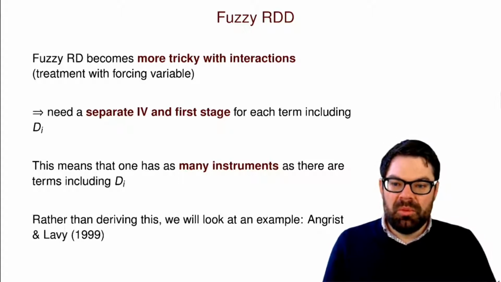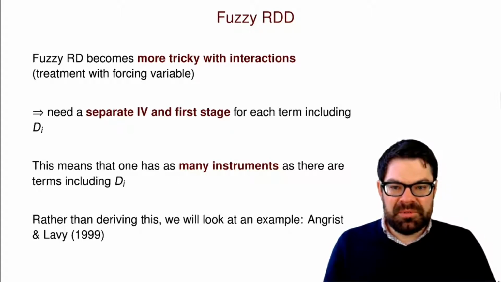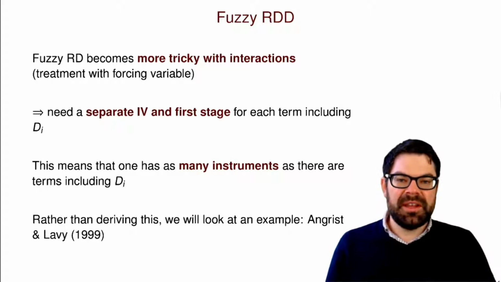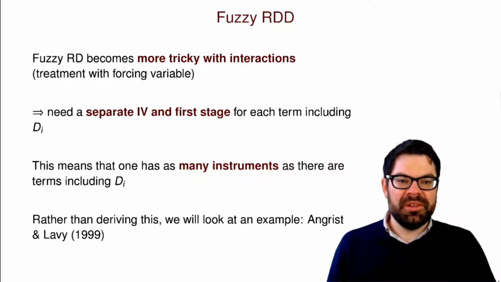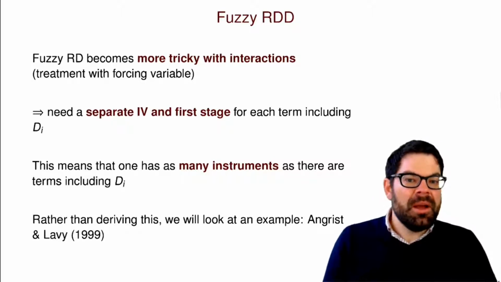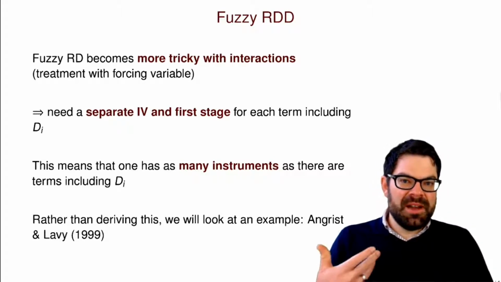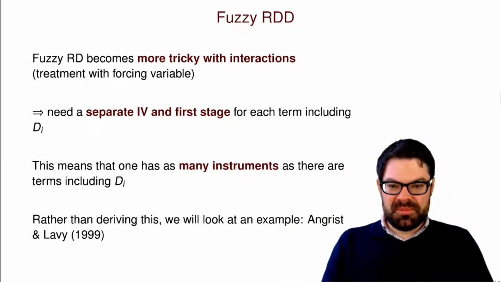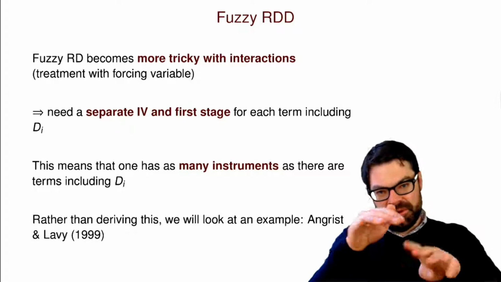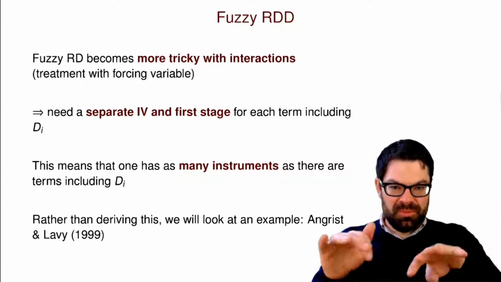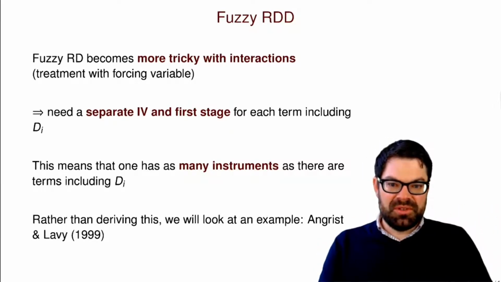Now, one thing you need to be aware of is that a fuzzy regression discontinuity design becomes a lot more tricky when you look at it with interaction terms. Why would you do that? Well, the same reason why you would include interaction terms in a sharp regression discontinuity design, simply to allow for different curvature above and below the discontinuity.